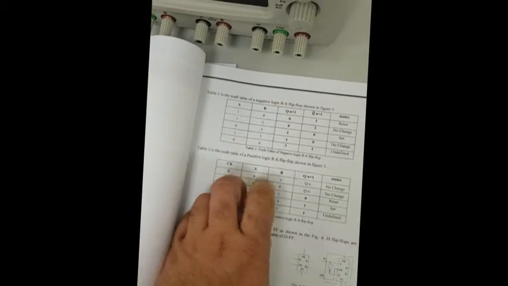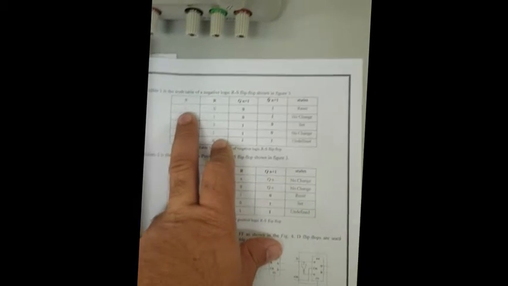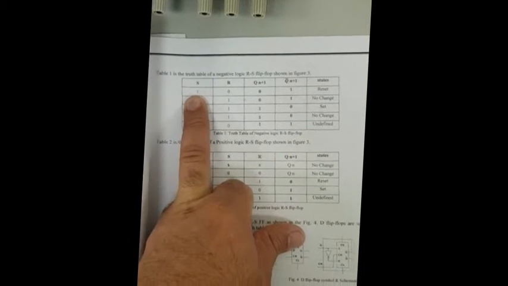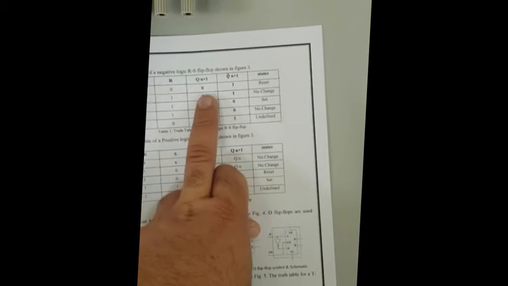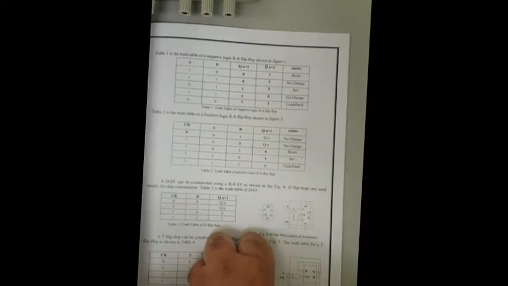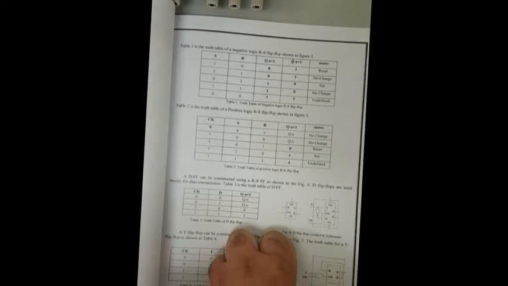For the first one, the negative logic RS flip-flop, S means set and R means reset. Whenever the set input is 1 and my reset is 0, it will reset my flip-flop. I am using two terminologies here: reset and set. When the output Q of a flip-flop is equal to 0, we call it the reset state. And if the output Q of the flip-flop is equal to 1, it is the set state.